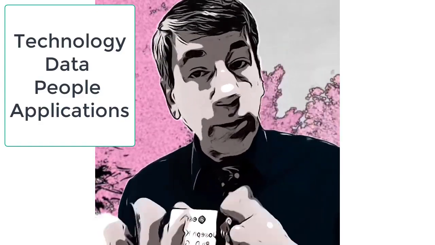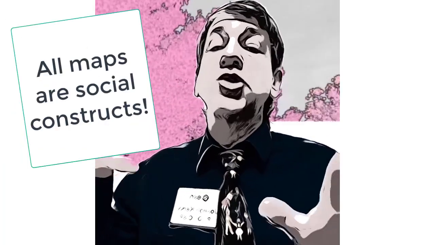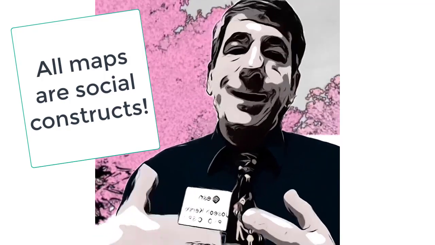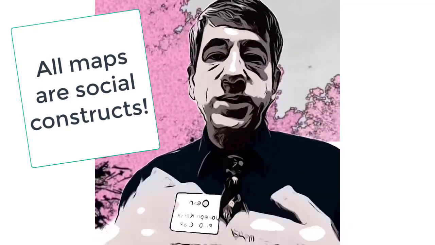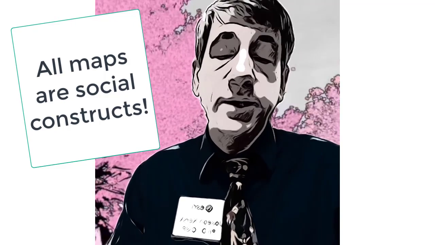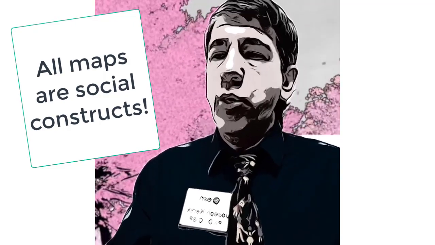Now, one might argue, and rightly so, that all maps are social constructs, right? We select things, as we've talked about numerous times in this course, and decide what to put on maps. So maps are inherently social constructs, but we'll focus on those 4 things here this week.